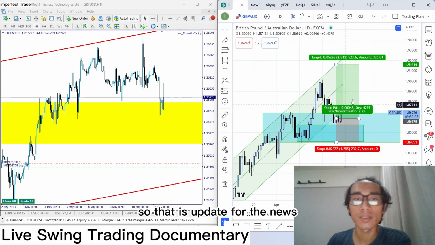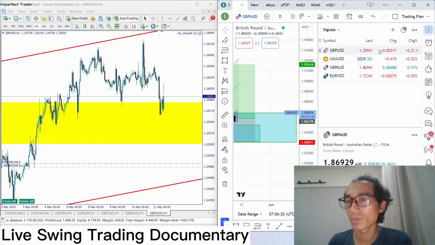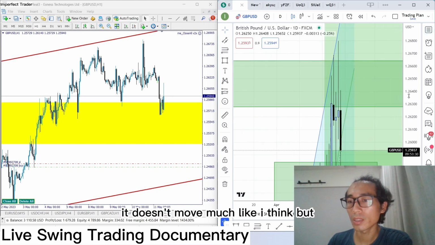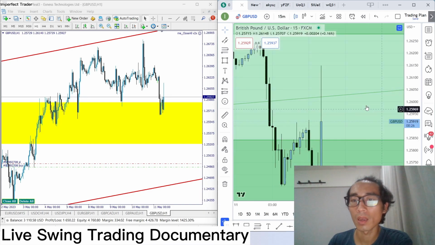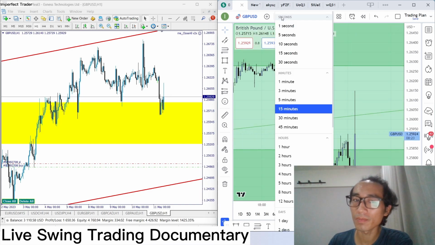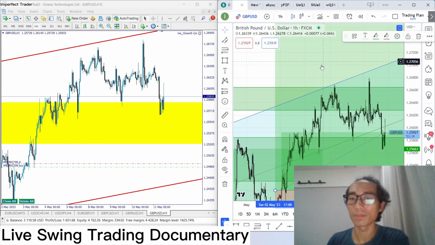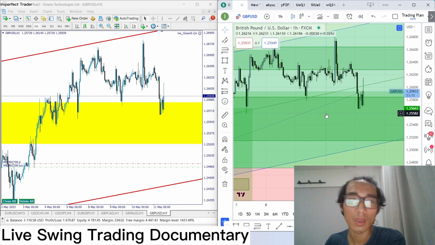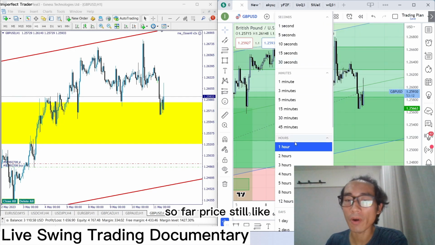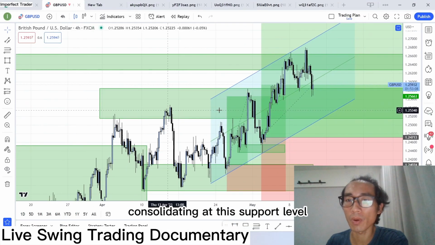So that is the update for the news. It doesn't move much, like I thought. But I'm not sure on GBP USD. So far, price is still consolidating at a support level.